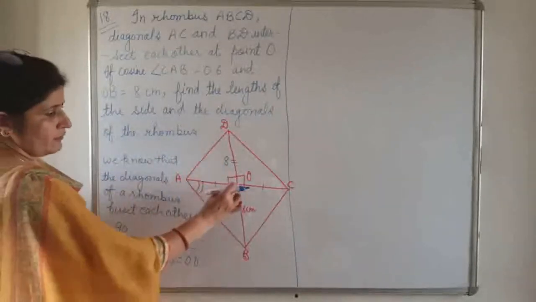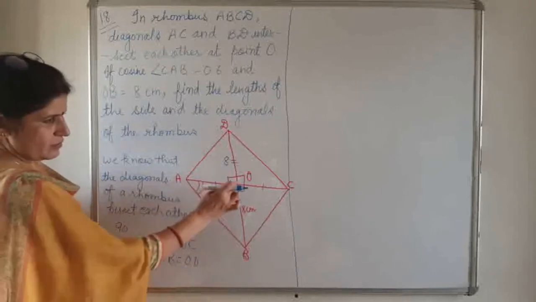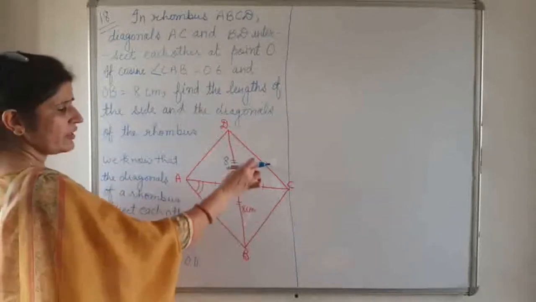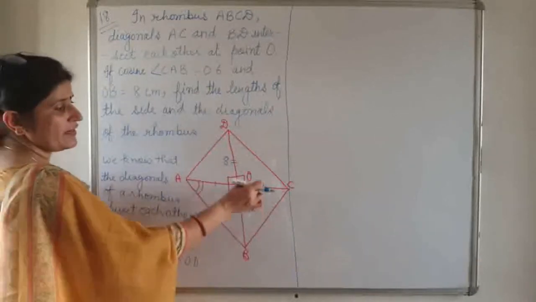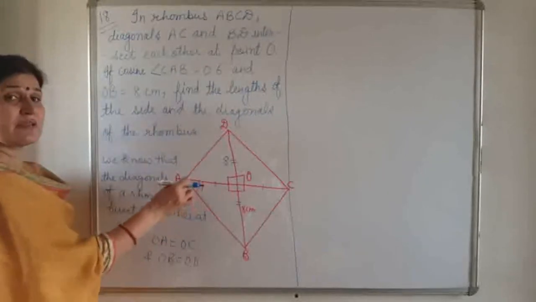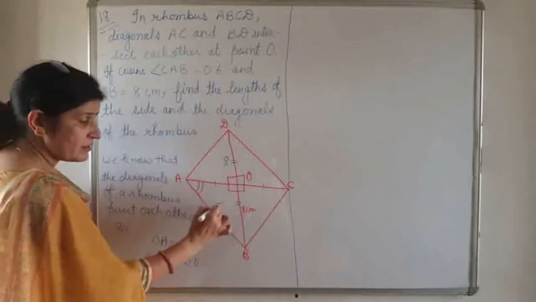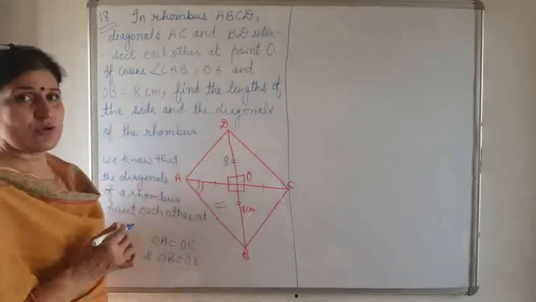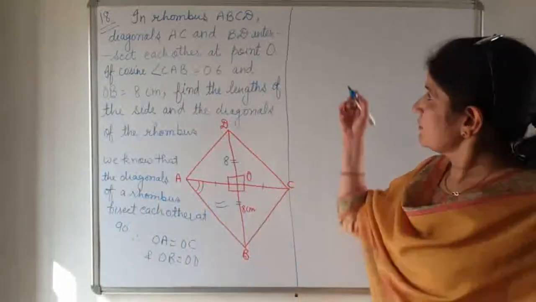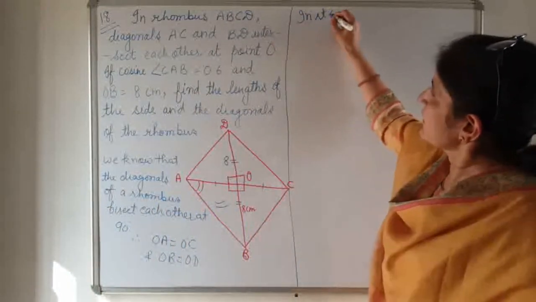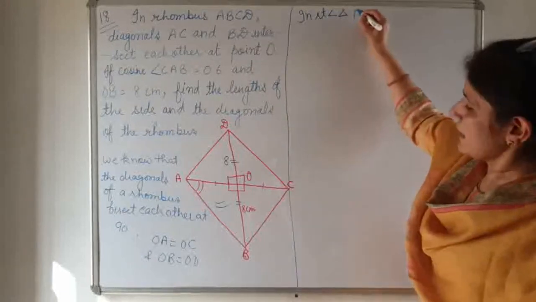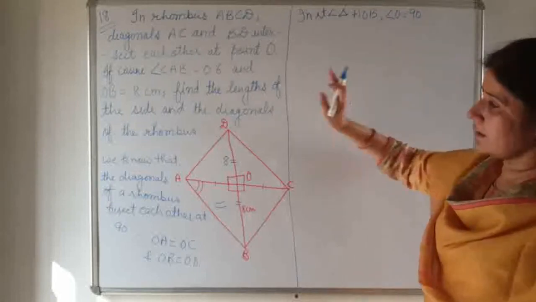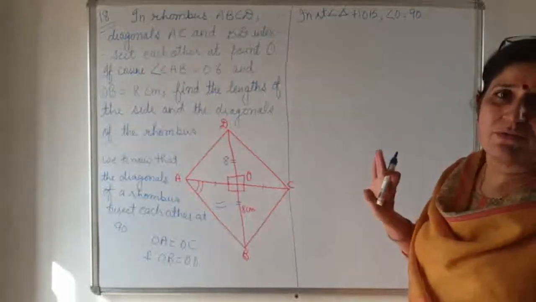Okay. We'll take this triangle, right angle triangle, OAC or AOB like this. You can take any of the triangle. We have 4 triangles here. But why can't we take this triangle? Because angle is not given. Angle is given only in this triangle. So we will take only this triangle, angle AOB. So in right angle triangle AOB, angle O is given 90 degree. It is because of the property of rhombus.